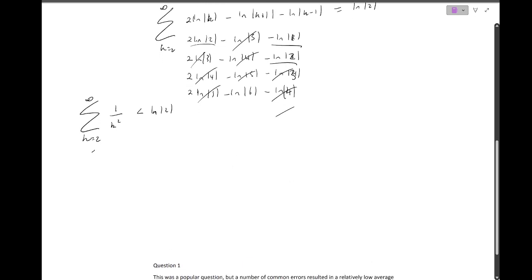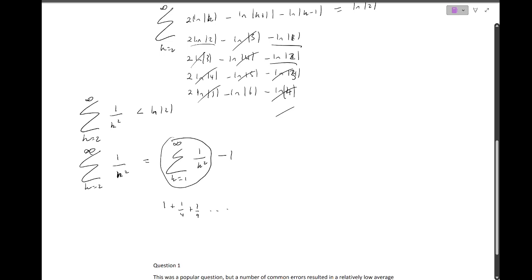So the summation of k equals 2 to infinity of 1 over k squared is actually just equal to the summation of k equals 1 to infinity of 1 over k squared, minus 1. Okay, and that's just if you list out the terms of this, you'll get 1 plus 1 over 4 plus 1 over 9, all the way down. So we just want to take this out, right, because we're starting from 2. So using this, we can then bring the 1 to the other side. Okay, so I'm going to get rid of that.